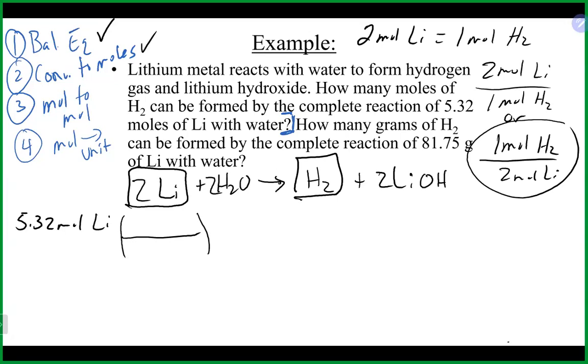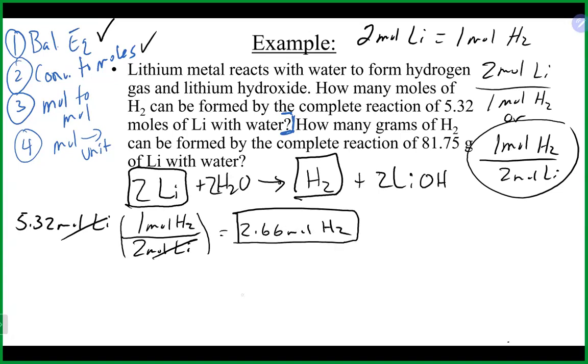That will put us at 2 moles of lithium gives us 1 mole of H2. The moles of lithium cancel, and essentially here, divided by 2, gets us 2.66 moles of H2. In this particular problem, that is actually what we're looking for. We're looking for the answer in moles, so that means that we actually do not need to do step 4.